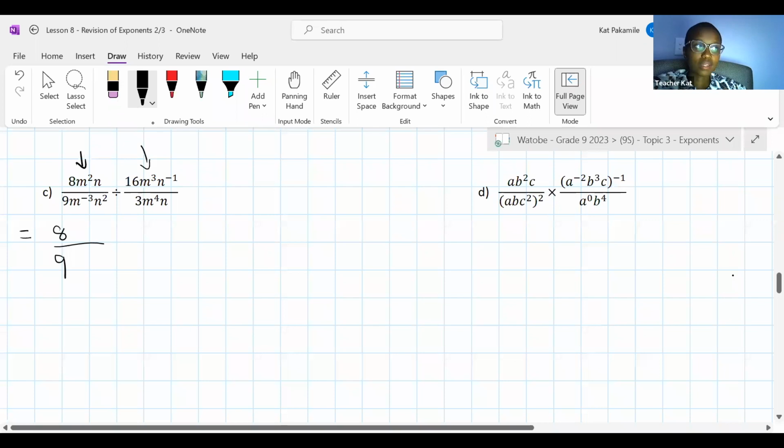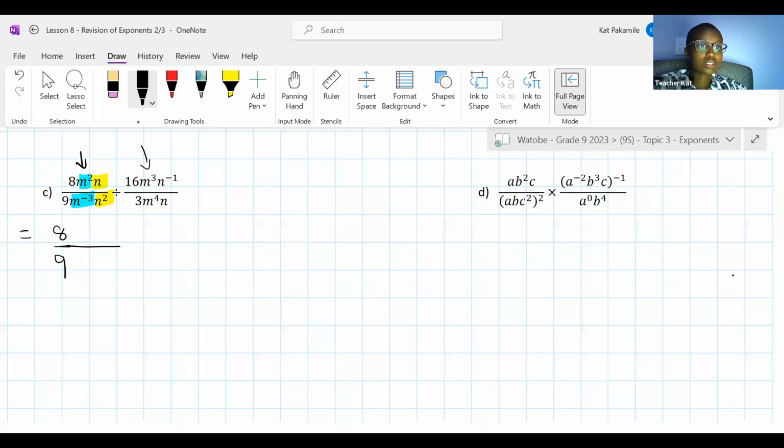Okay, let's deal with m. We are dividing in this case, right? So what do we do to the exponents when we divide? We subtract them. There's a mic connection that's off. Now I don't know if you guys can hear me. I'm getting nervous. Yes, we subtract.